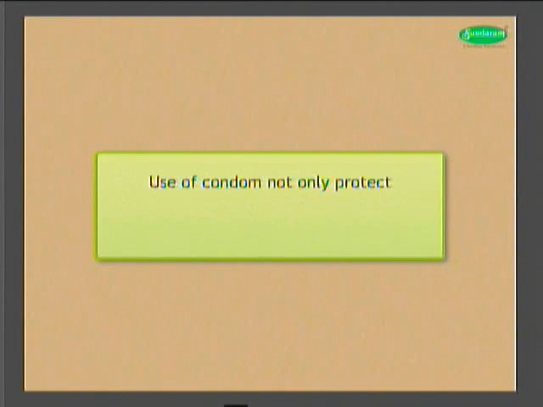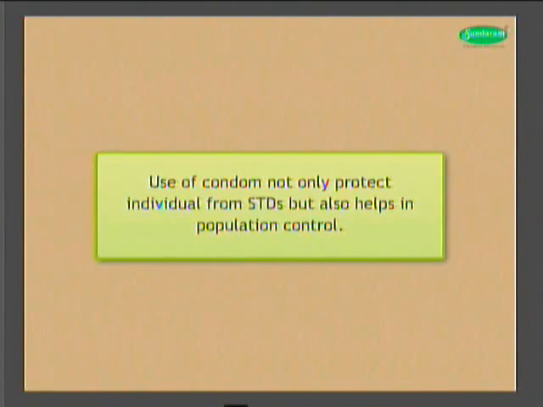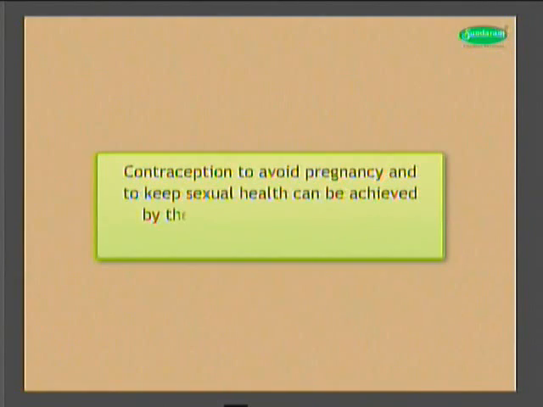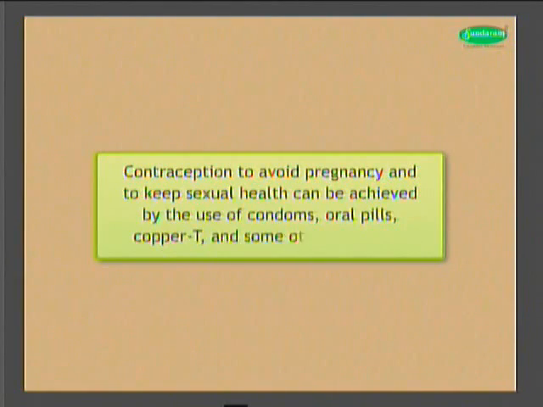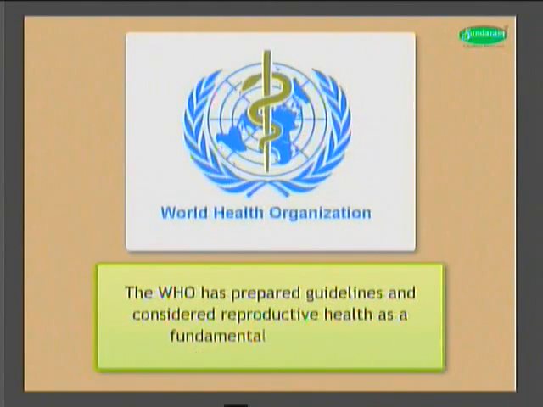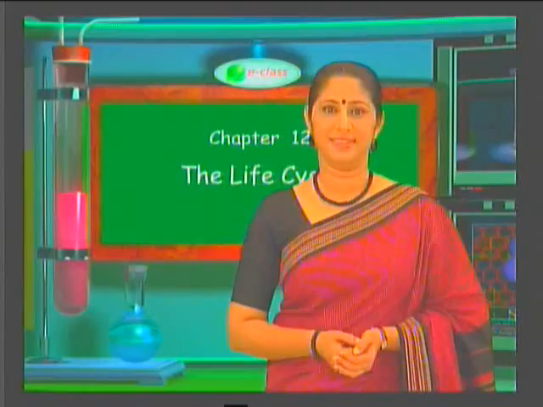Use of condom not only protects individuals from STDs but also helps in population control. Contraception to avoid pregnancy and to keep sexual health can be achieved by the use of condoms, oral pills, copper T, and some other methods. The WHO has prepared guidelines and considered reproductive health as a fundamental human right.